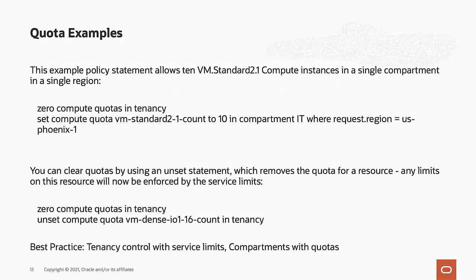And if you go on to the next page, this shows a few examples. When you say 0, that just removes all access to cloud resources for a compartment. So usually you'll start with 0, and then you could use set or unset to set the number of instances that you want to allow in a specific compartment. In the first example, we are allowing 10 VM Standard 2.1 compute instances in a single compartment, but also in a specific region as well. So it can get pretty granular.